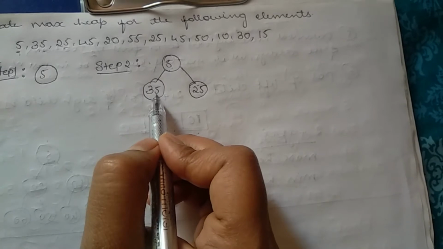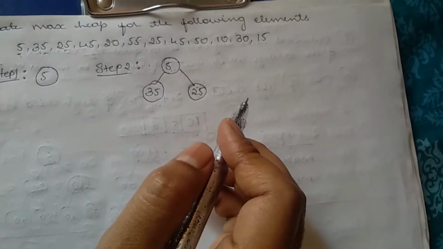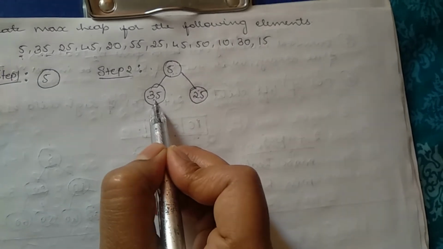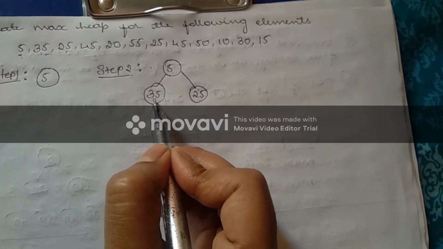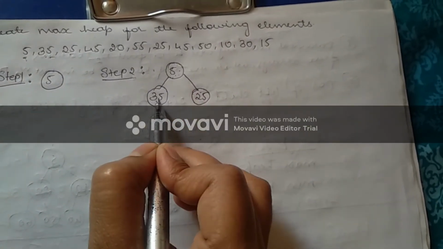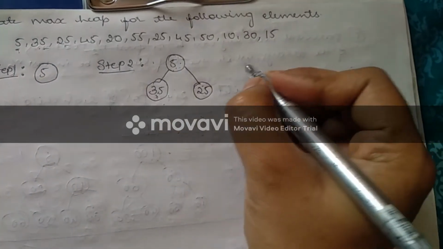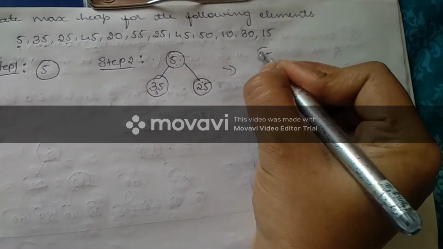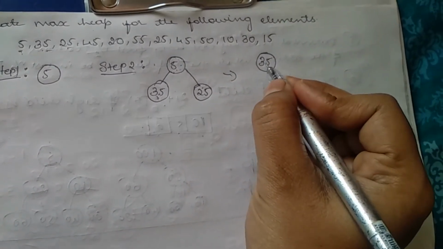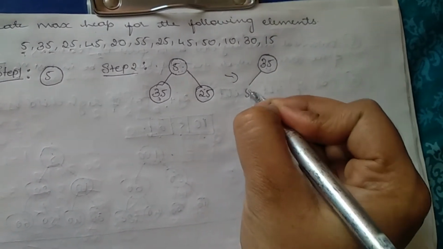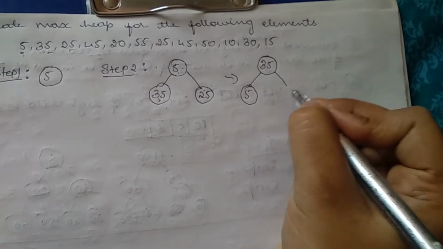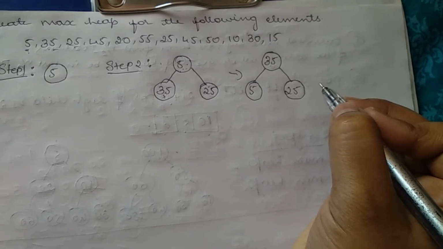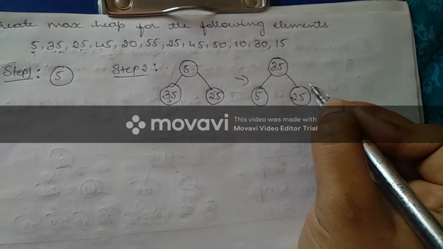See here, 35, 25 and 5 are there. Which is maximum here? 35 is maximum. So where is 35? 35 is present here. So swap 5 and 35. In the second step itself, swap 5 and 35, where 35 comes to 5's place and 5 comes to 35's place. 25 remains as it is. This is the second step. Yes, it is done. Now it is a max heap.